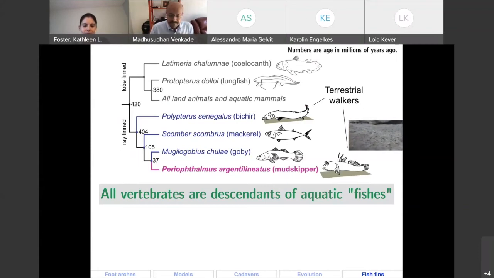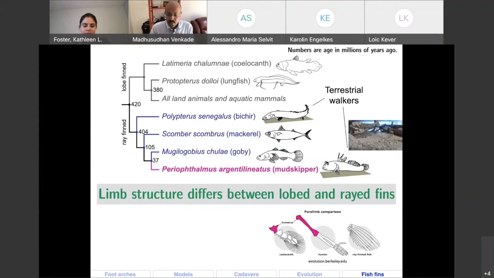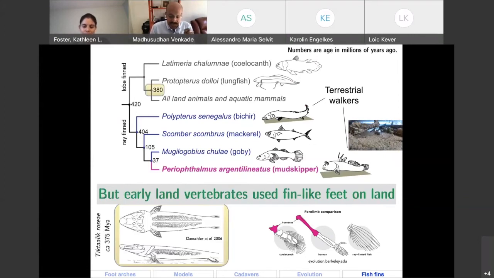So we want to understand how movement on land first emerged from an aquatic ancestor. But the limb structure differs quite a bit between lobed and rayed fins. So what we really want to understand is how potentially early land vertebrates used a fin-like structure on land. It's horrible to call these feet because they're really fins, but they were being used like feet, like in this mudskipper video that was running there. So that's a very recent transition from water to land. It's using a ray fin structure. It's so happy moving on land, it spends over 90% of its adult life on land.